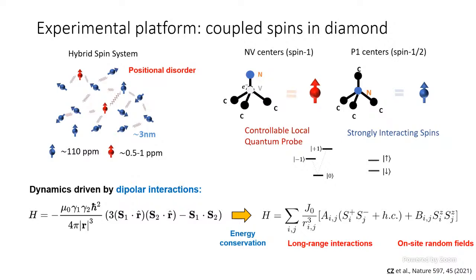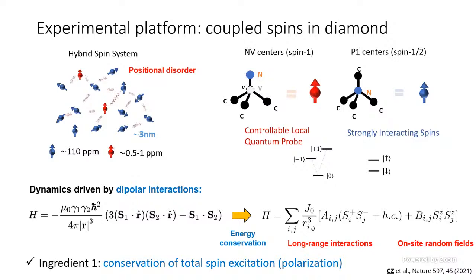And then you have the S plus S minus, S minus S plus, which is just the spin flip-flop between the two spins. And then you also have the SZ SZ, which is the Ising interaction between the spins. Okay, so note that this Hamiltonian now conserves the total spin SZ, right? So this is exactly ingredient one. We need to conserve the total spin excitation to govern this many-body dynamics.